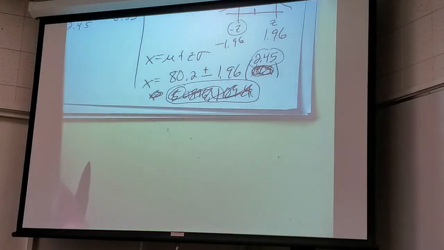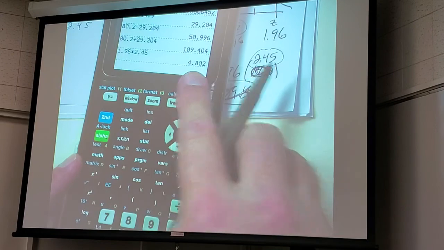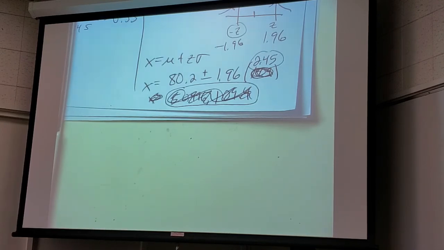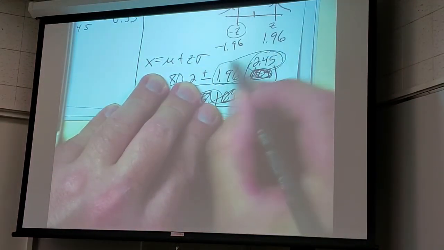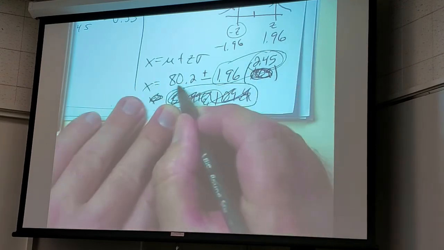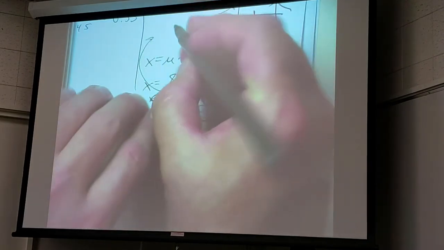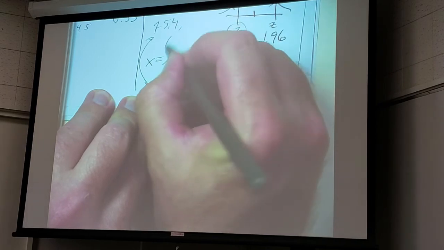So if I do 1.96 times 2.45, there we go, 4.802. So I can do 80.2 minus 4.802 and 80.2 plus 4.802. And so you actually get 75.4 basically up to 85.